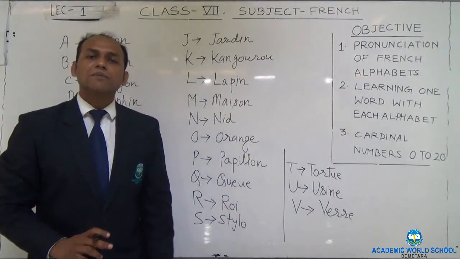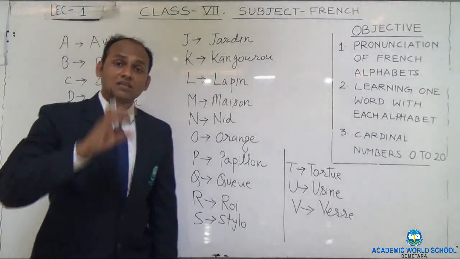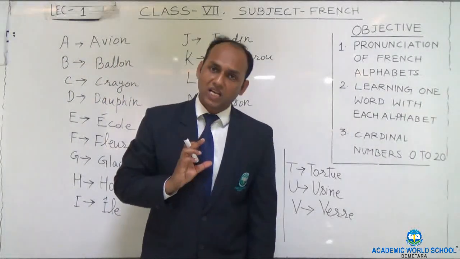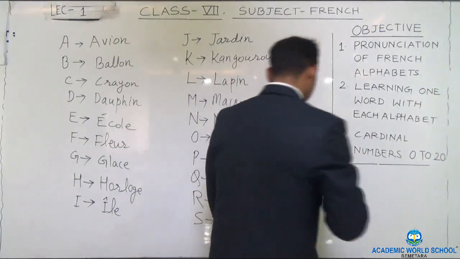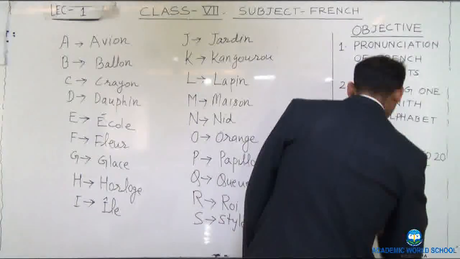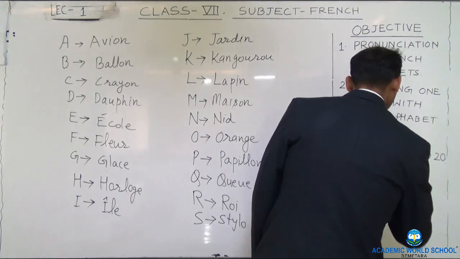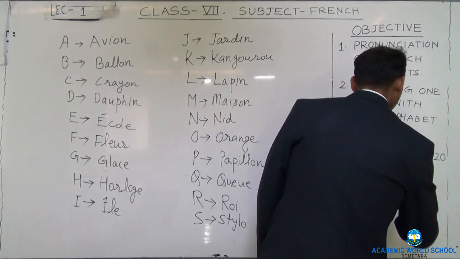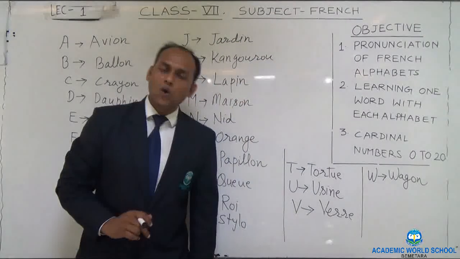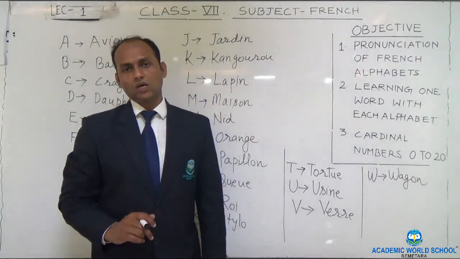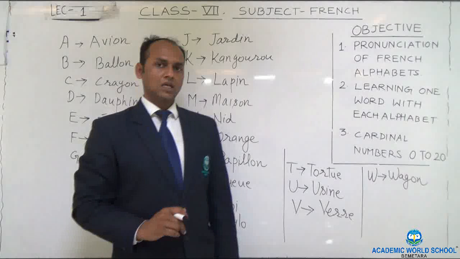V: Verre. Verre means glass for drinking water. W: Wagon. Wagon means wagon, a rail car.